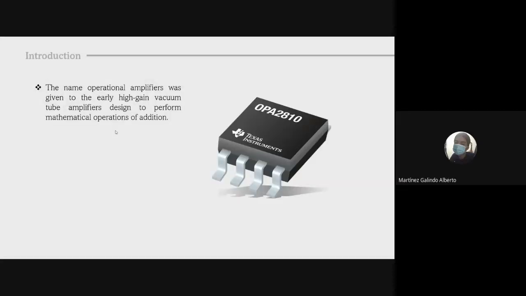Okay, let's start with a little introduction. The operational amplifier is designed to solve mathematical operations, such as adding, subtracting, integration and differentiation. Well, that's why it's called operational.